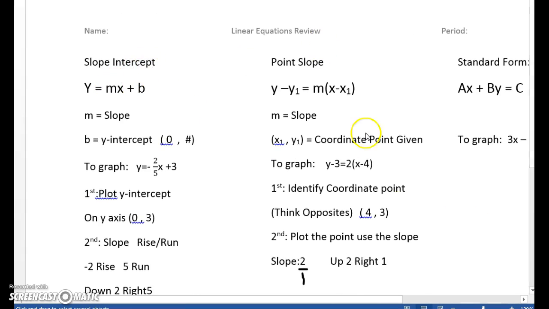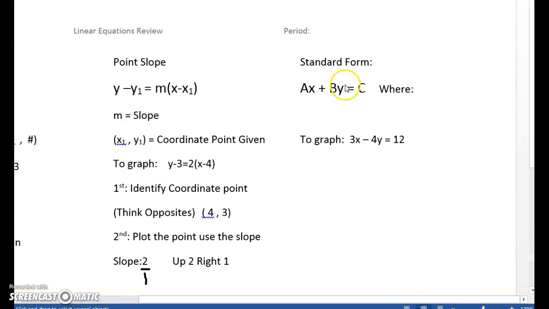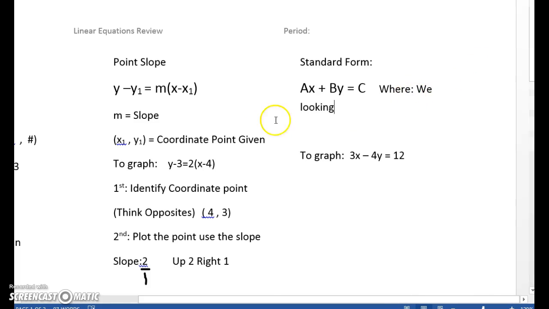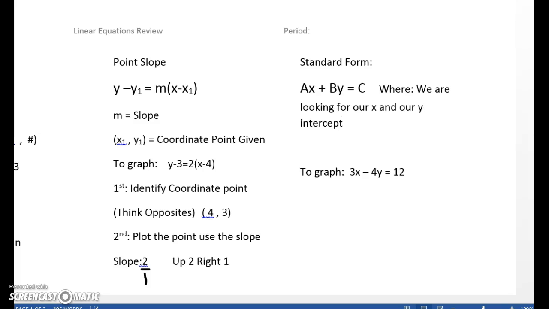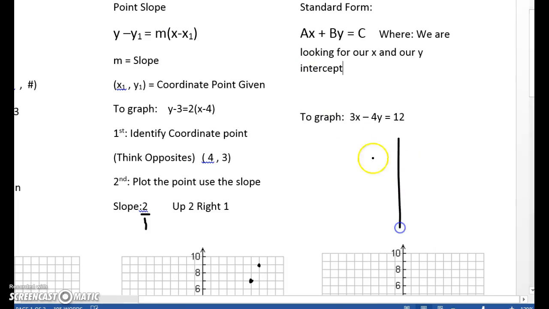Slope-intercept, using our y equals mx plus b, and our point slope. Now, standard form, where ax plus by is equal to c, where we are looking for our x and our y-intercept. And here's how we do this. To graph it, we're going to find that x and the y-intercept, right? So I'm going to divide this up into our two different segments here.